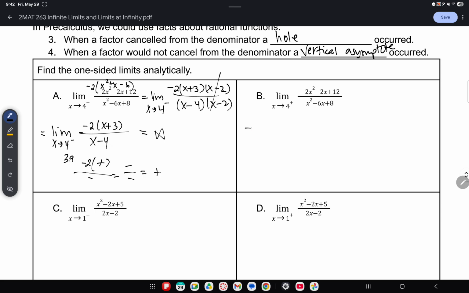Right? And then kind of the same idea from the right. So I'll write just the factored one we have. And let's plug in something like maybe 4.1. So I would have negative 2, and then 4.1 plus 3 is positive. 4.1 minus 4 is positive. So in the end, I have negative or positive, which in the end is negative. So that limit is approaching negative infinity. Okay.